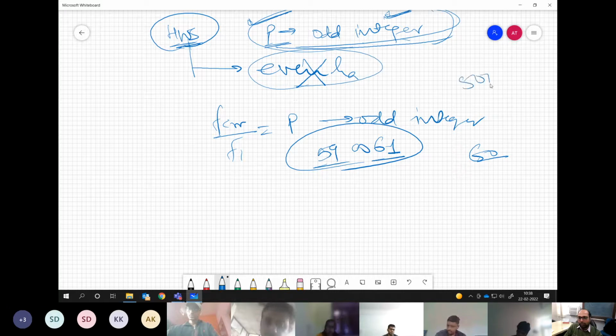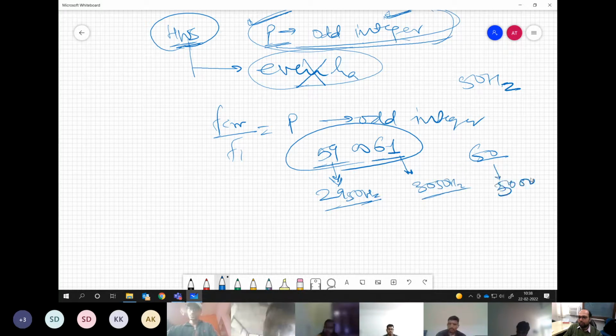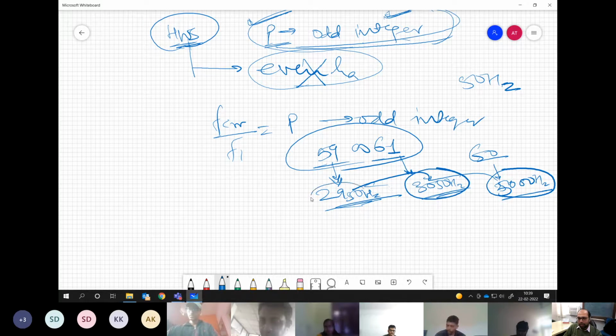If you talk about a 50 hertz fundamental, what is the 59 pulse number? What will be the carrier frequency? 2950. And what will be 61? 3050. Correct. The difference is only 50 hertz between the three frequencies. But what wonders it can do is that for 60 you will have even harmonics. But which order even harmonics, that we will see. However, these numbers will not have any even harmonic.